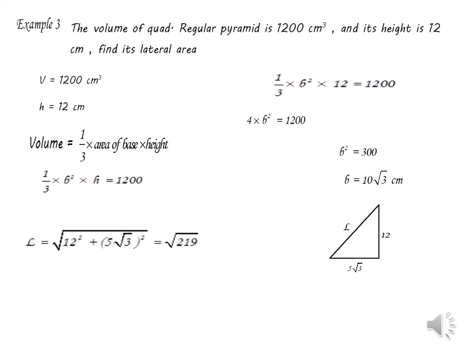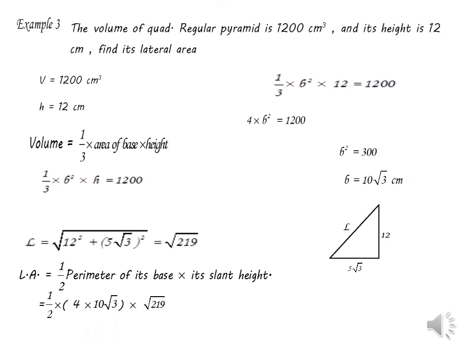We know that we have a triangle with half the base, the height, and the hypotenuse, which represents the slant height. To find the slant height, L will be the square root of 12 squared plus (5 root 3) squared. It will be root 289. To find the lateral area, it will be half the perimeter of the base times the slant height: half times the perimeter of the base, side times 4, of course, 10 root 3 times 4 times the slant height.